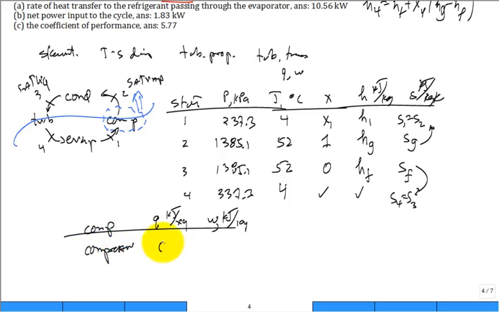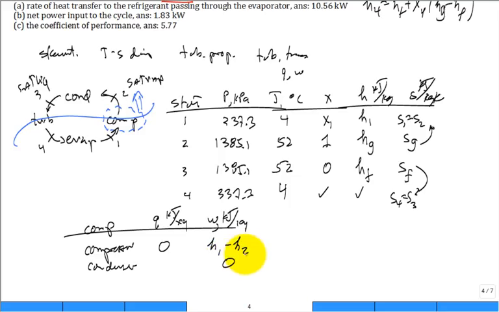Is there any heat transfer? Nope. And the work, I know that it's positive in, but we're going to stay with the right sign convention. And so it'll be H1 minus H2, which will give me a negative W. Okay? And then the next component's condenser.